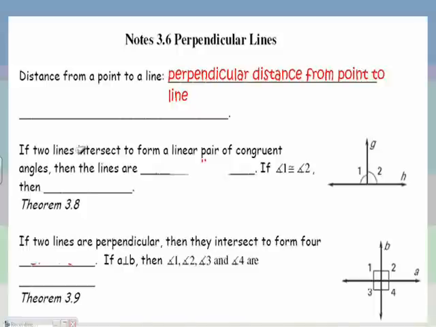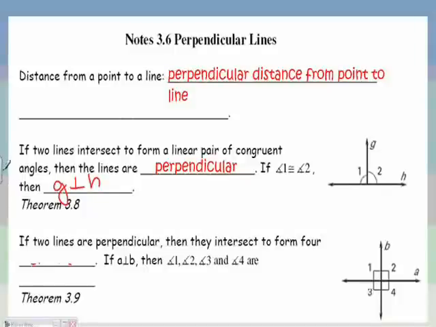If we've got two lines and they intersect to form a linear pair of congruent angles, then the lines must be perpendicular, all right? Because if these two are congruent and they're a linear pair, their sum is 180. If they're congruent, they're each half of 180, so they're each 90, which means that we must have perpendicular lines. Which means that if angle 1 is congruent to angle 2, then line G is perpendicular to line H.